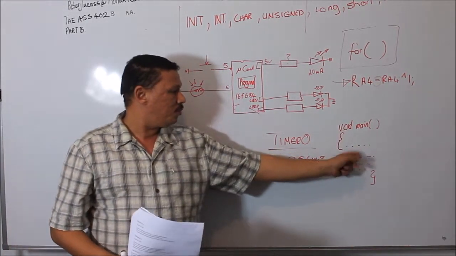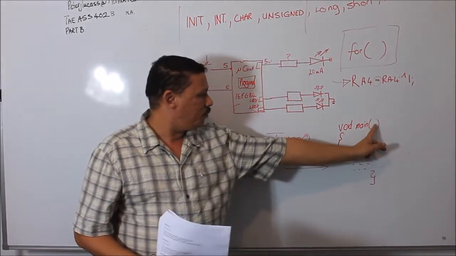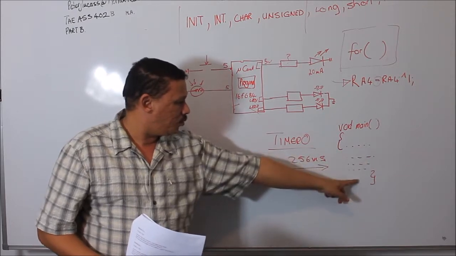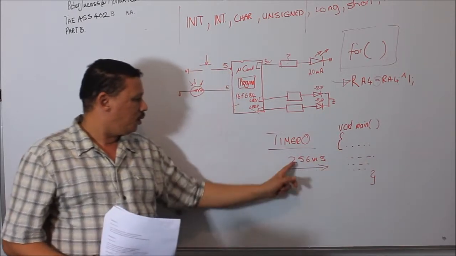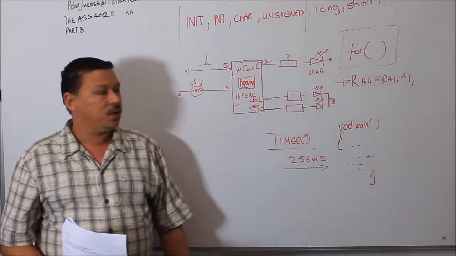You start the program with void main, nothing in the brackets over there. Open brackets, and you write your code over there. I want a delay of 256 milliseconds.